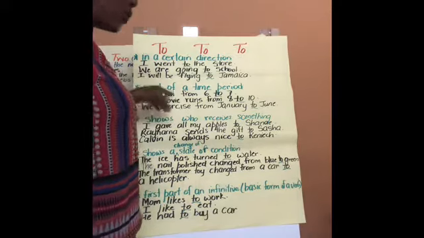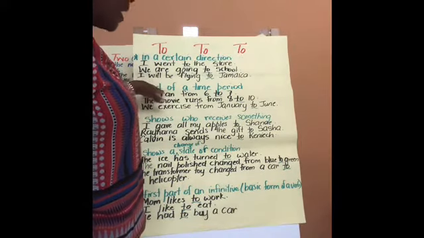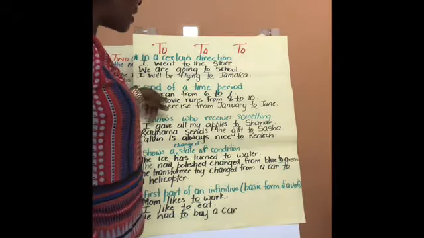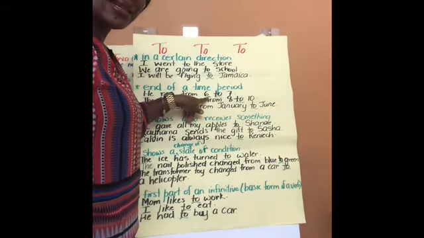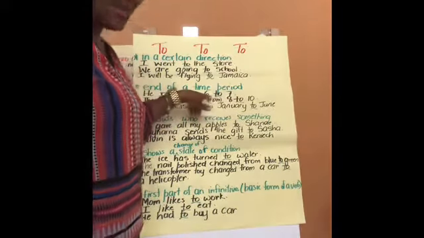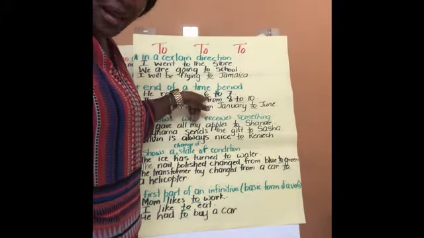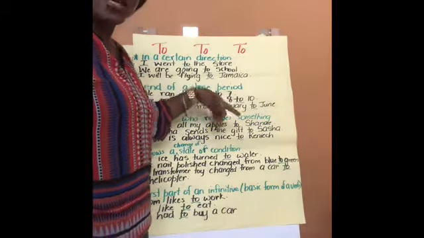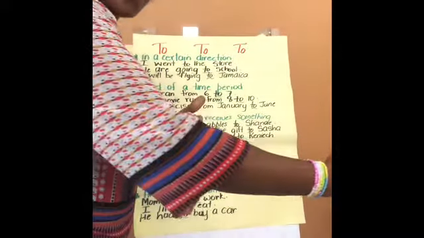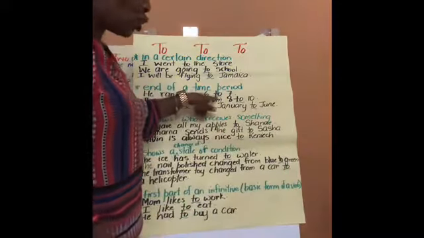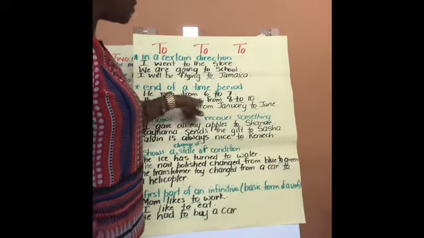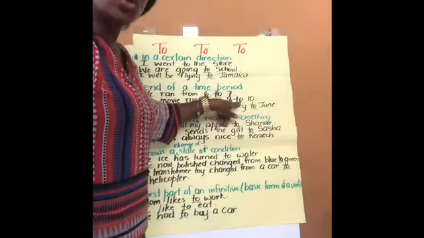It is also used to show the end of a time period. For example, he ran from 6 a.m. to 7 a.m. or 6 p.m., that's the afternoon, to 7 p.m. So from one time period to another. From 6 to 7, TO. The movie runs from 8 to 10.